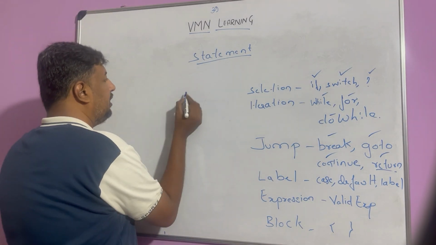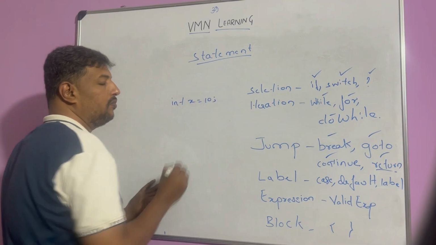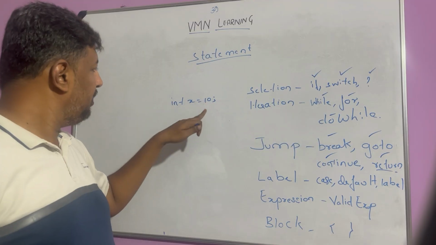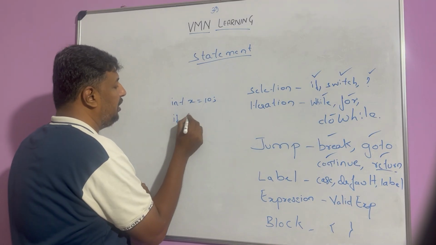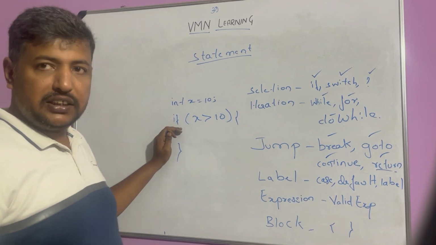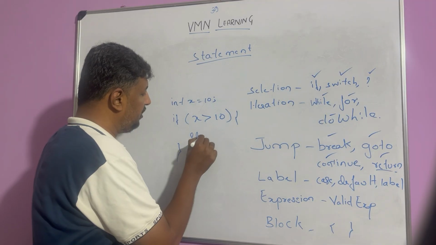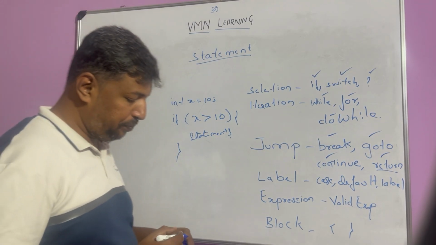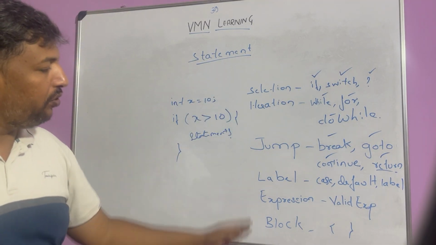Let's say I say let x is equal to 10. So this is a statement where I am telling the system to store 10 in x. Then I have: if x is greater than 10, I am checking if x is greater than 10, then execute the statements within this. So there are many types of statements, out of which we are going to learn these.